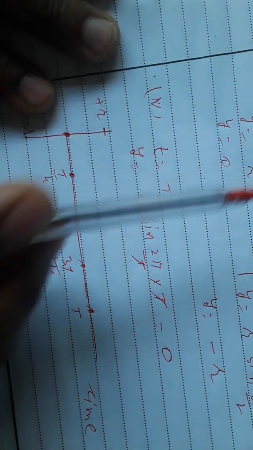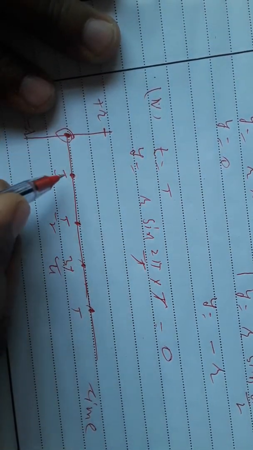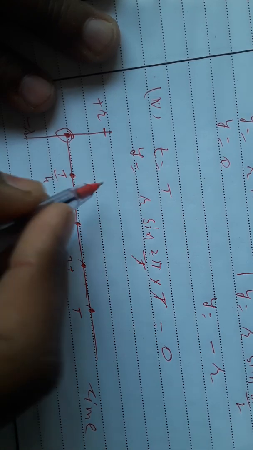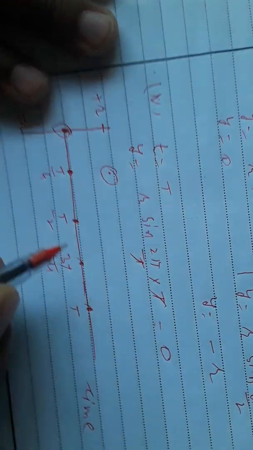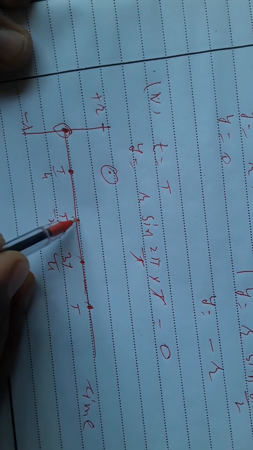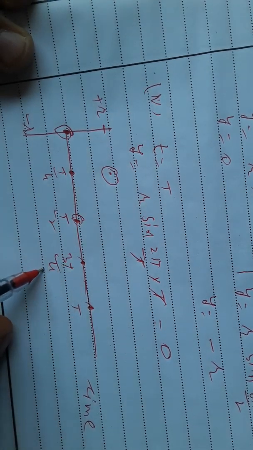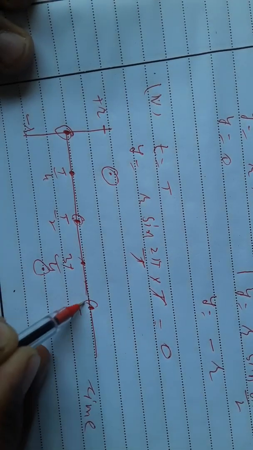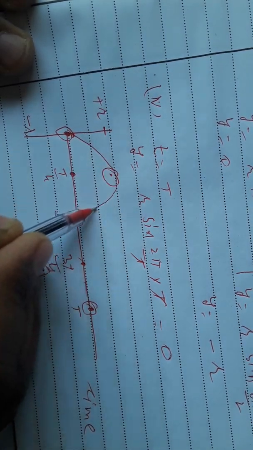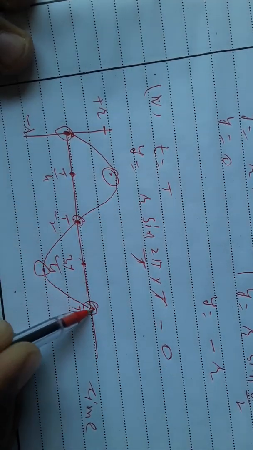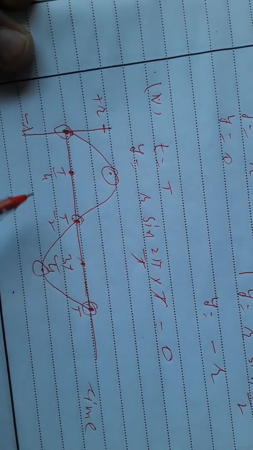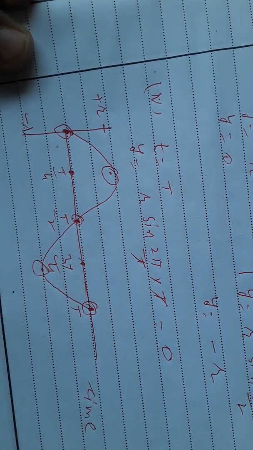For 0, we have proved displacement is 0. For T by 4, it is r, so it will be here. For T by 2, we find 0. For 3T by 4, we find minus r. And for T, it is 0. So we can write here like this. We can draw the graph for the sine. So this is the graph for the displacement.